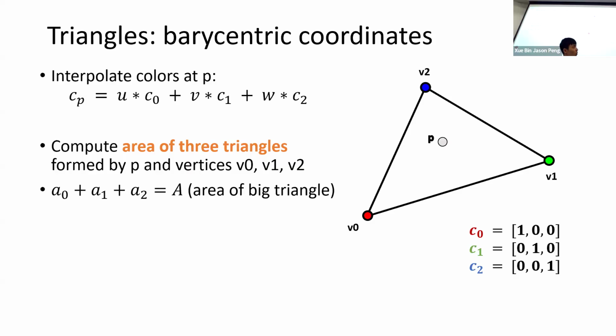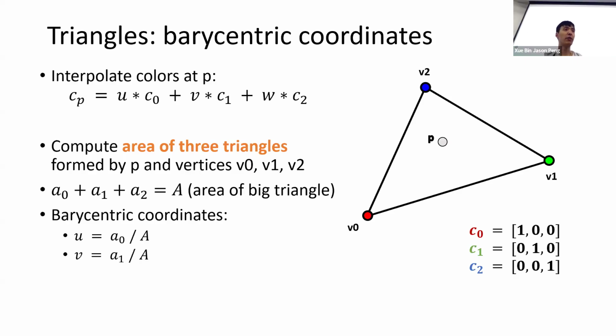Okay, so we'll talk about what these triangles are in a little bit, but the idea is that we can take the big triangle and we can split it into three smaller triangles with areas A0, A1, and A2. The area of these three triangles are going to add up to big A, which corresponds to the area of the original triangle. And the barycentric coordinates will be given by the ratio of the small triangles with respect to the area of the large triangle. So U is going to be given by A0 divided by big A. Similarly, V is going to be A1 divided by big A, and then W is A2 divided by big A.